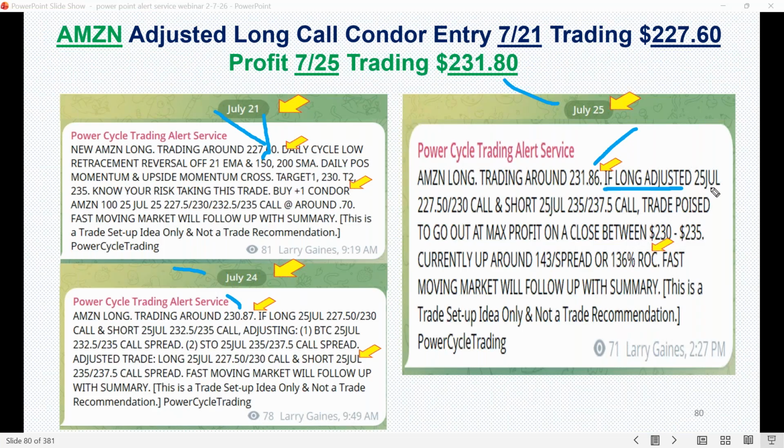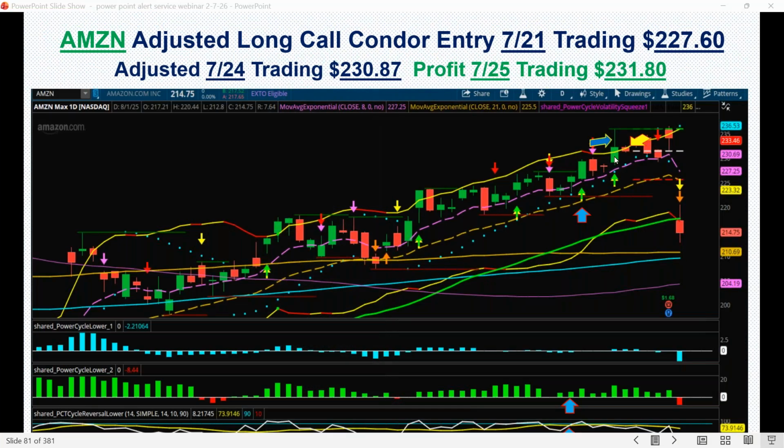So I said, if long, that adjusted 25 July 227.5, 230 call, and short now the 235, 237.5 call condor, going out with max profit, close trade out between 230 and 235. So I'm giving you a description on what to do there as far as how to manage the trade into the close. And here's where it went out. All right, so got into the trade right here. And then it went to this area here. It was a really short in and out trade, 3 days.